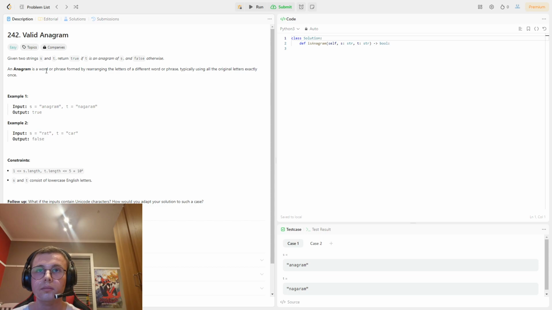Constraints. The length of s is greater than or equal to 1, and the length of string t is less than or equal to 5 times 10 to the power 4. So again, I don't think I need to worry about these sort of constraints. For a lower level language like C, I'd probably need to take that into consideration, but I don't think this is something I'm going to have to worry about with Python.